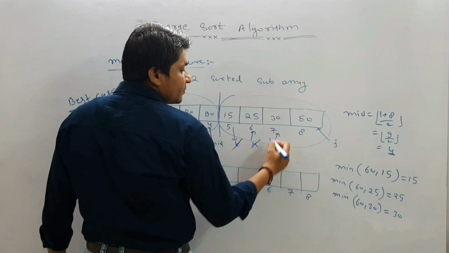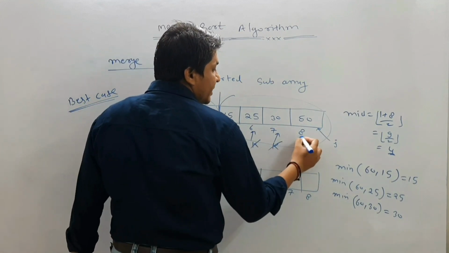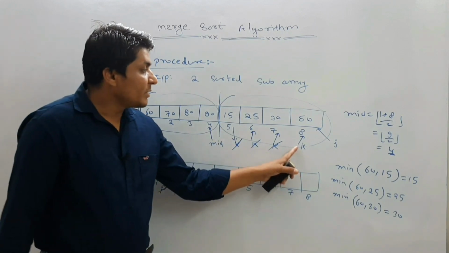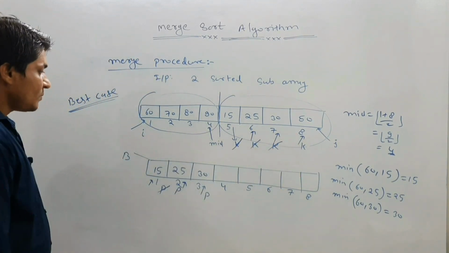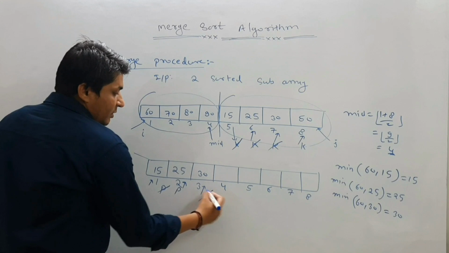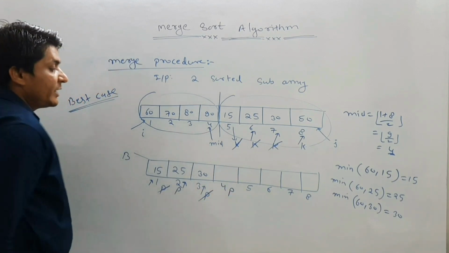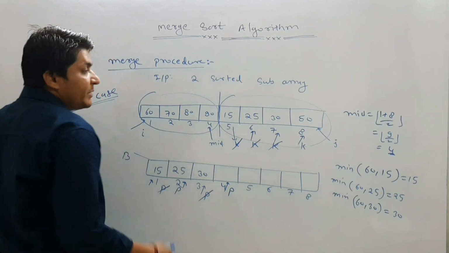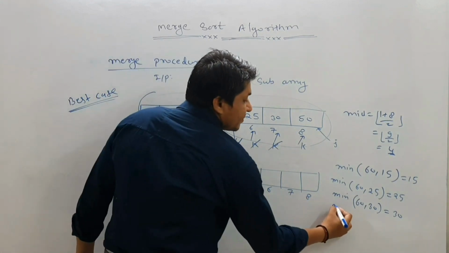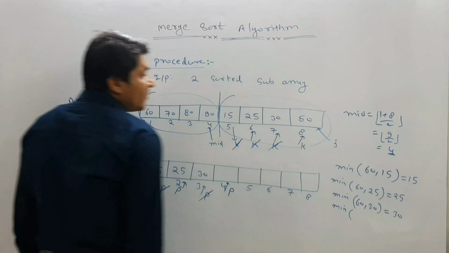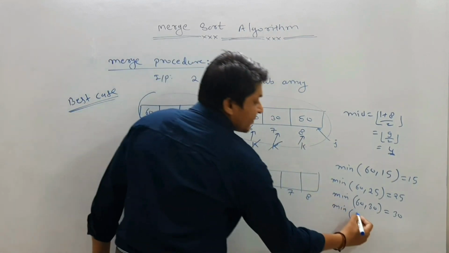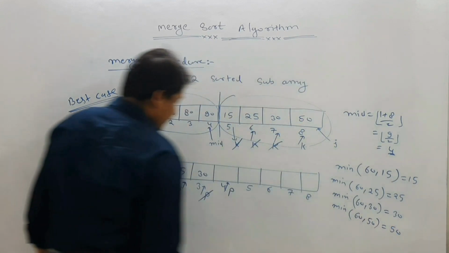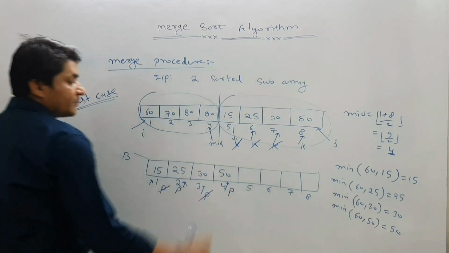So you have already made the comparison, and k will be incremented. k will start pointing to index number 8. Now we have already copied 30, so p will start pointing to the next location. p is pointing to this location 4. Then again we are going to find the minimum of 60 and 50. It is going to be 50. So 50 will be copied in this location, correct?